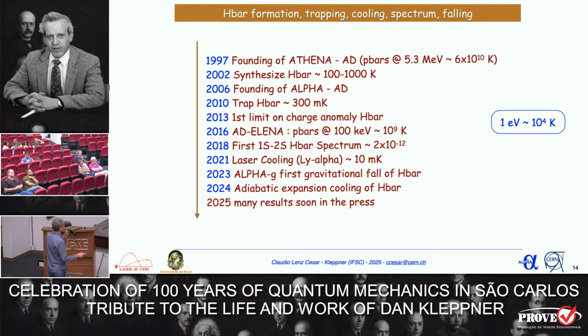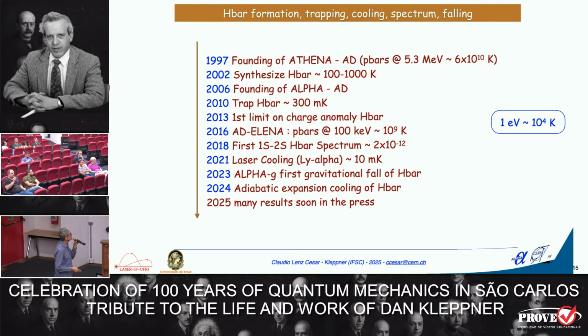And we were able to trap antihydrogen in 2010, and then in 2018 we produced the first spectrum of antihydrogen. So this is a lifetime experiment. And that's what happens with some experiments. It just takes a lifetime, okay? And then we were able to do laser cooling, and we were able to do the first gravitational fall of antihydrogen. And now, this year, we should have many new results in press. I mean, we are finishing all the papers, and I'll show you some preliminary ideas.